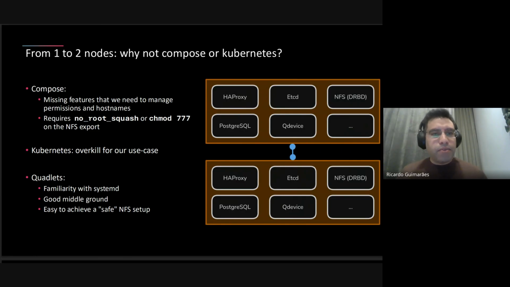And we didn't want to use no_root_squash or give permissions to every user on the NFS export. We wanted to have some level of security to prevent some app going awry in the network from changing files on the NFS export. And we were not able to do that, or at least it seemed very complicated to do using the Compose approach.